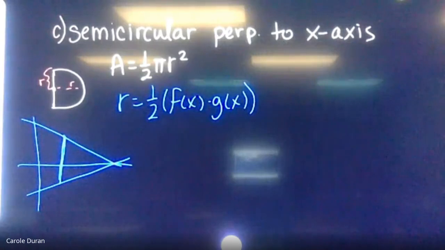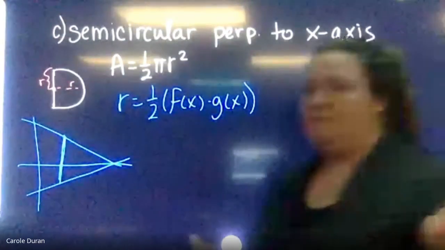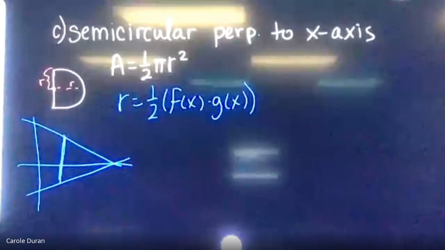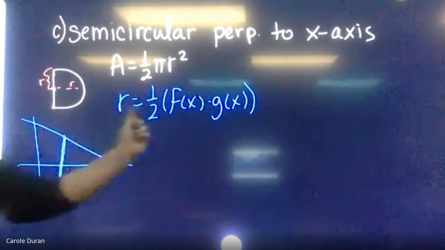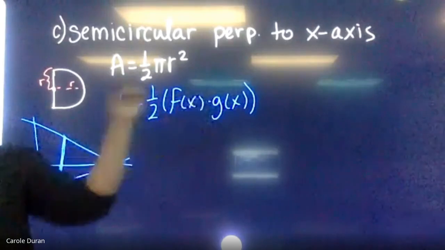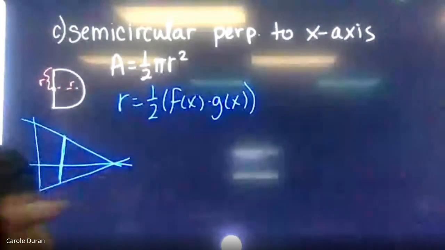Anytime we have two functions, one on top of the other, the distance between them is always the top one minus the bottom one. We established that when we did areas yesterday. Does that make sense? So now all I have to do is figure out what f of x minus g of x is, split it in half, and then integrate to find my volume.